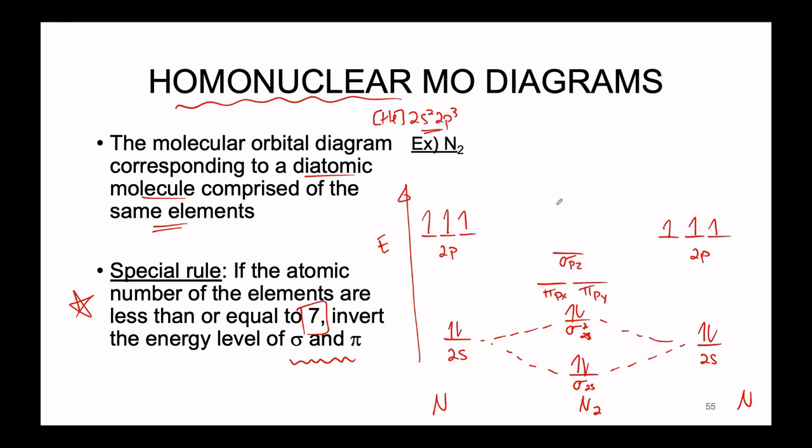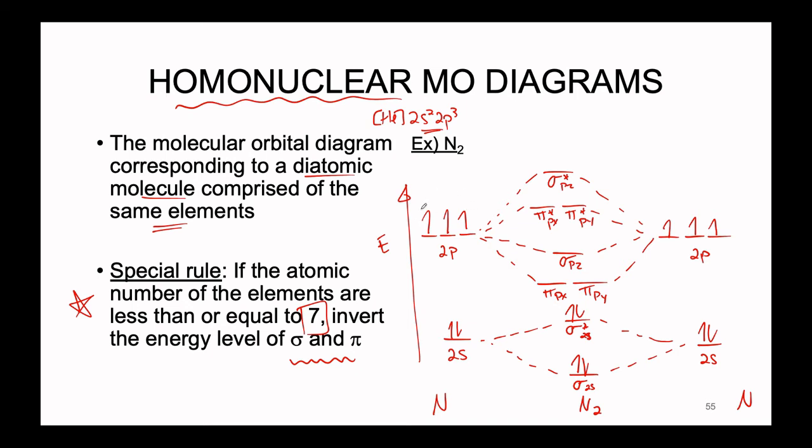So the bonding will be inverted, the anti-bonding will not be inverted. So it will still be the pi star for the px, the pi star for the py that comes next, and last but not least will be the sigma star for the pz. And then we can connect all of our dots, each of these sigmas and pi's coming from the 2p orbitals of either of the atomic orbitals on the left and the right. And then here we go. Here is what our molecular orbital diagram is going to look like for N2.